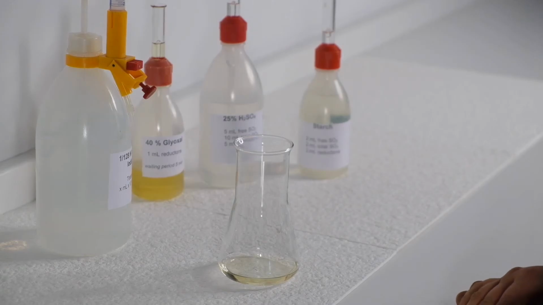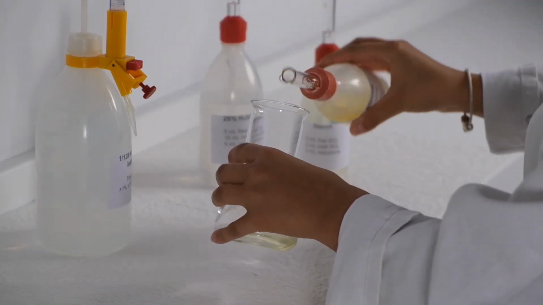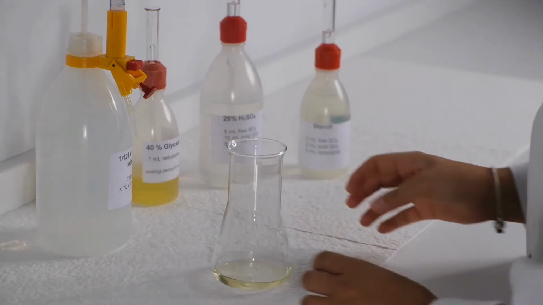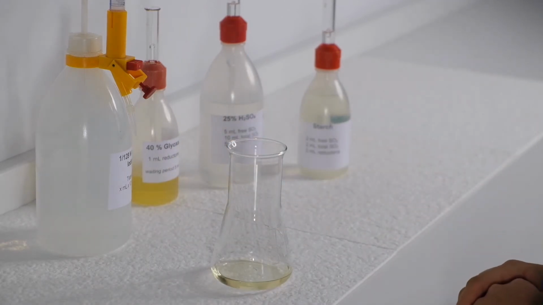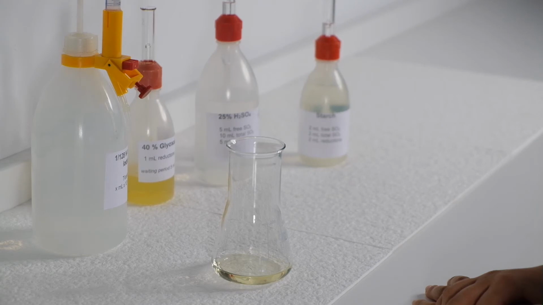Put 25 ml of the same wine in the Erlenmeyer flask. Then add 2 ml glyoxal to the wine. The flask is left to stand for 5 minutes. After 5 minutes, the iodine titration is carried out in the same way as before. Because the SO2 has been bound, only reductones are detected.